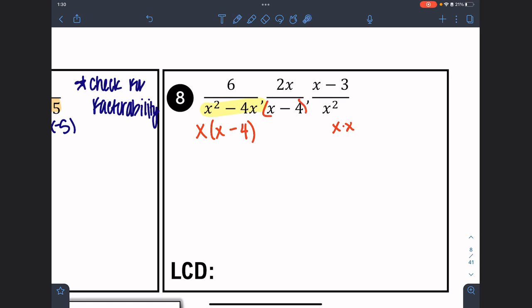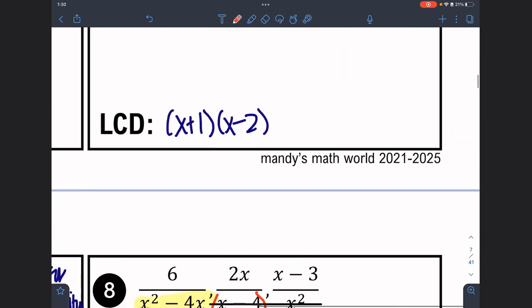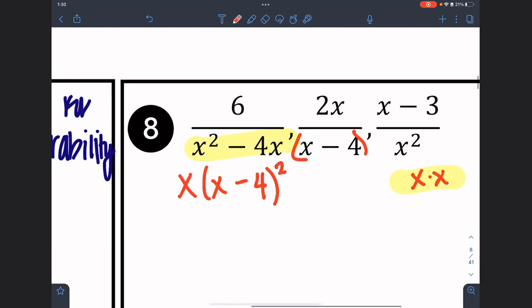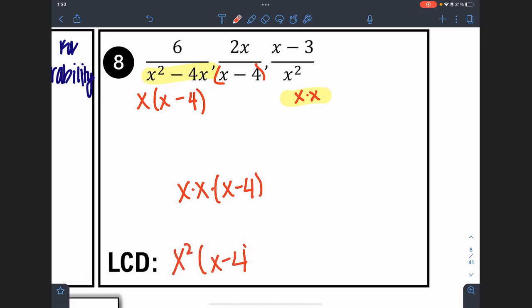So at most, I see x appear twice, and at most, I see an x minus 4 once. If you had a squared symbol, that's a different story. Then you would say, oh, I have x minus 4 appear twice, but you don't. So what would be my least common denominator? The x times the x times that x minus 4 factor. How do we write that? That's x squared times x minus 4, okay?